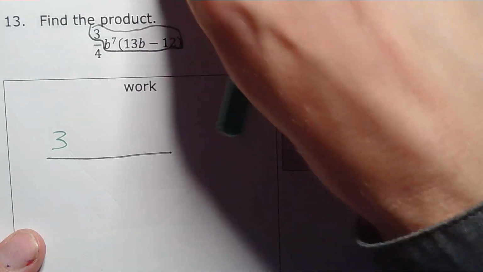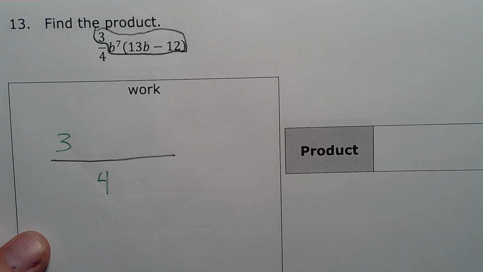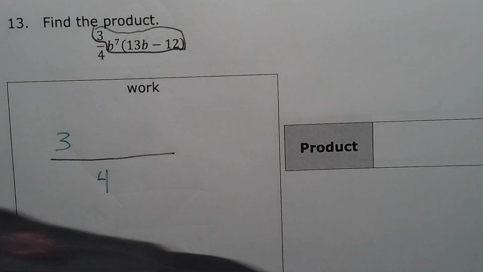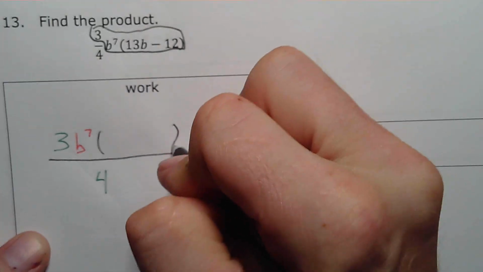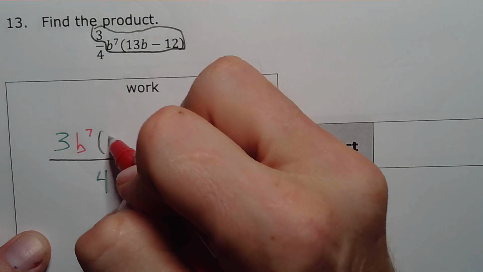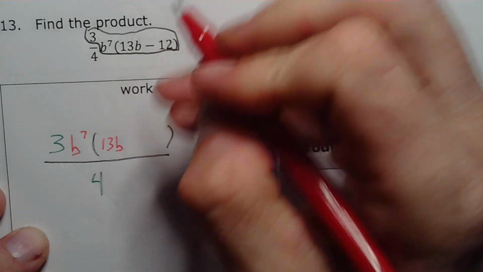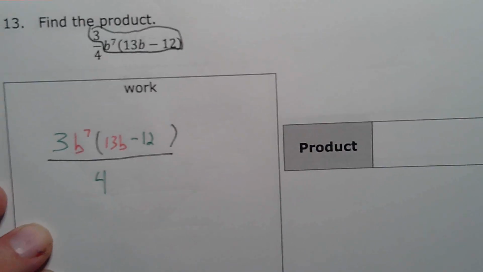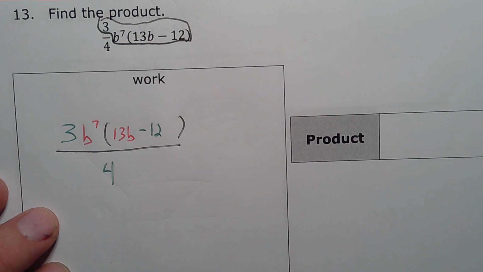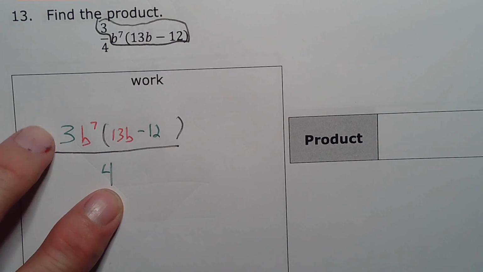This is all over 4. Okay, that's my numerator. Then I have this will be b to the 7th, parentheses, 13. I'll make that 13b. That's a b term, and then minus 12 is another constant term. Okay, I just rewrote that as a common fraction.